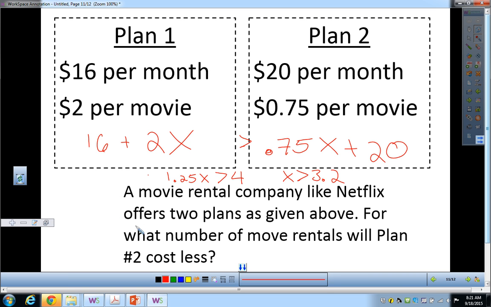For the $1 million question, for what number of movie rentals will plan number 2 cost less? You have to answer the question. Someone else other than Jacob Berger. Can you rent 3.2 movies? No. So go ahead, Ian. 4. Right, okay. You have to go up to the next number, because for 3, the right side is still going to cost more. But once you get past 3 to a whole number 4, plan 2 costs less.